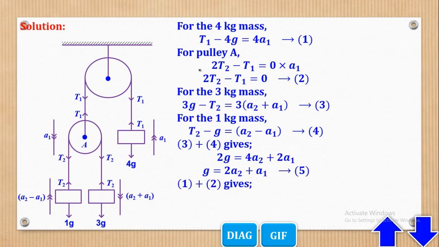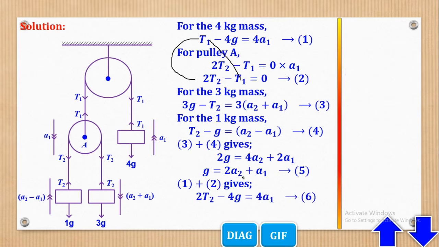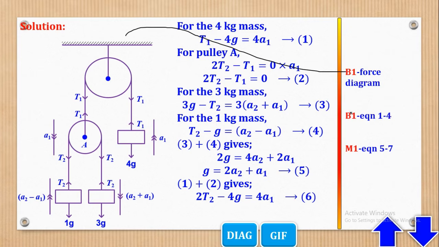What about equation 1 plus equation 2? When I add these two, T1 will cancel, but this one will remain, so I'll remain with 2T2 minus 4g equal to 4a1, and that is equation 6. Now before we go to the next slide, let's see how marks can be awarded for this slide. So B1 for the correct force diagram, and B1 for all these 4 equations, and M1 for these equations, equation 5, 6, and 7. We shall see equation 7 in the next slide.